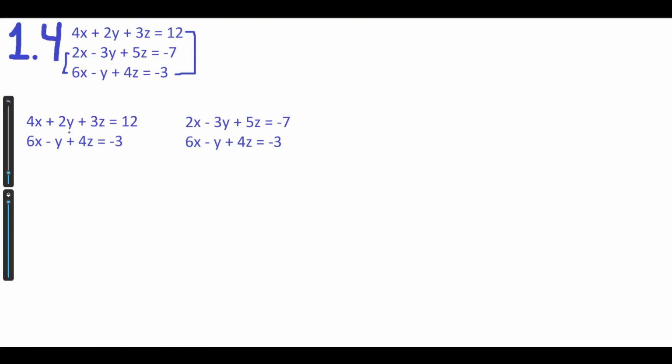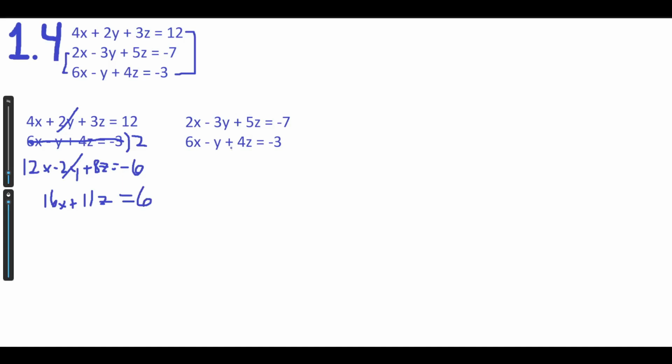Alright, so next up, to eliminate the y, I'm going to multiply this whole equation by 2. And I will rewrite this as 12x minus 2y plus 8z equals negative 6. So now we can eliminate the y's and then just add down. So we get 4x plus 12x equals 16x. 3z plus 8z is 11z. 12 plus a negative 6 is equal to 6.